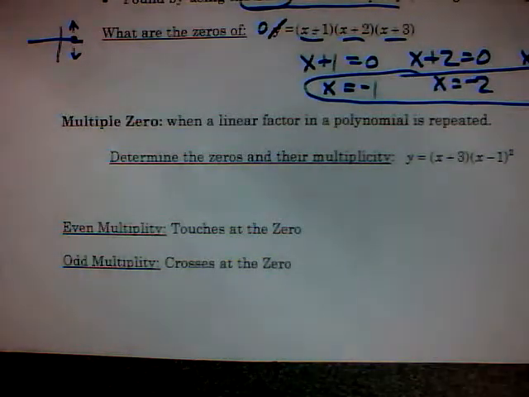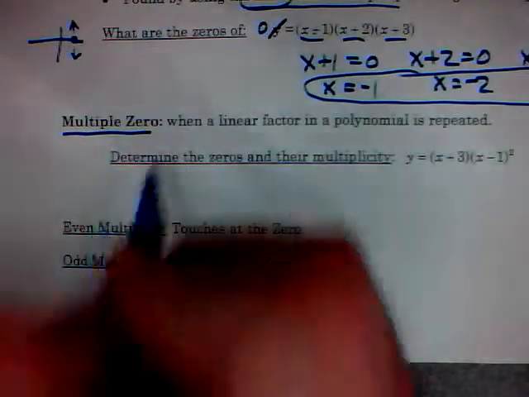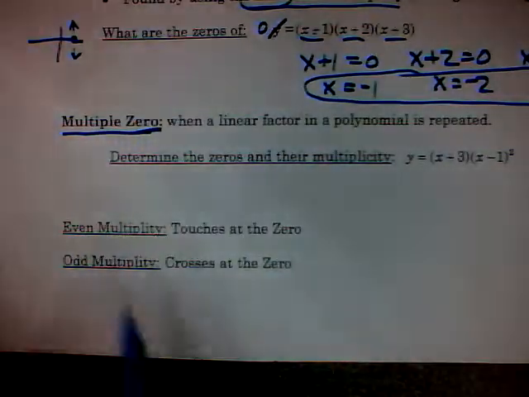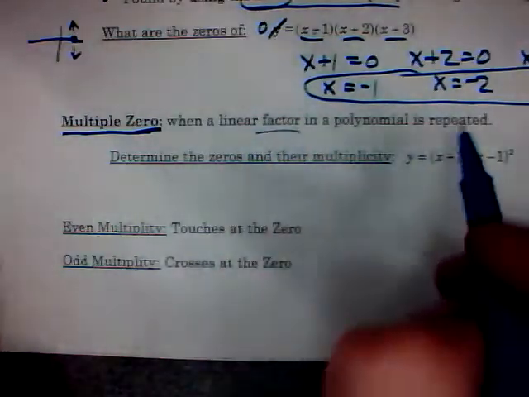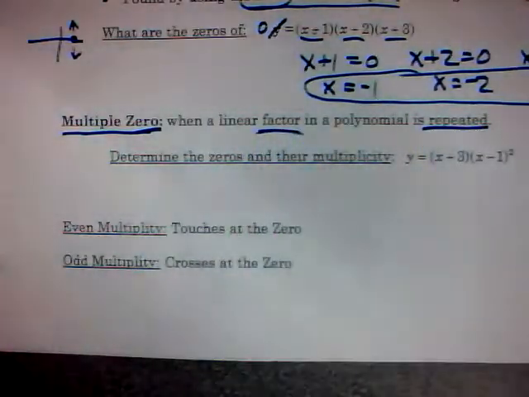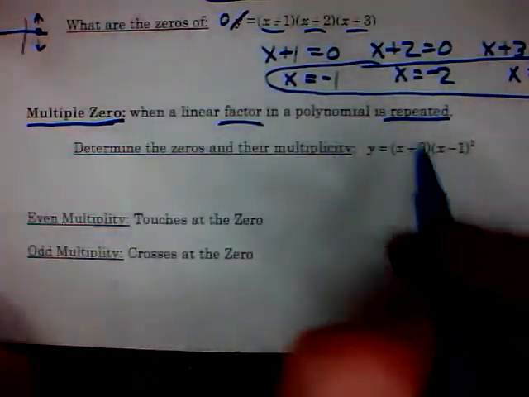Okay, in this last video, we're going to look at the multiplicities of our zeros. And multiplicity would mean that one of our factors is repeated more than once. Okay, so let's look at the zeros on this polynomial.